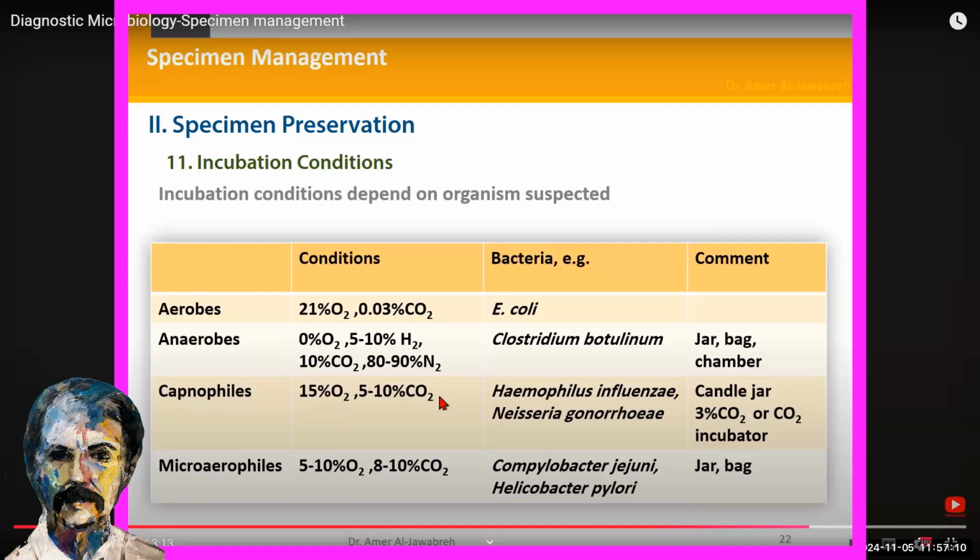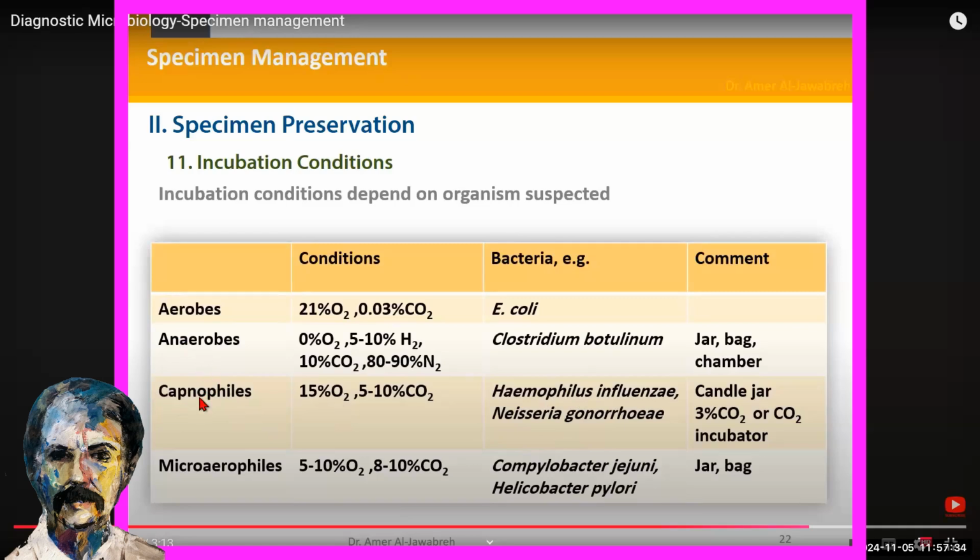Example of this, Haemophilus influenzae. Example of this, Neisseria gonorrhoeae. And other bacteria like staph and strep prefer capnophilic conditions. Although they can be facultative anaerobes, they can live with oxygen or without, they prefer anaerobic or even capnophilic conditions.